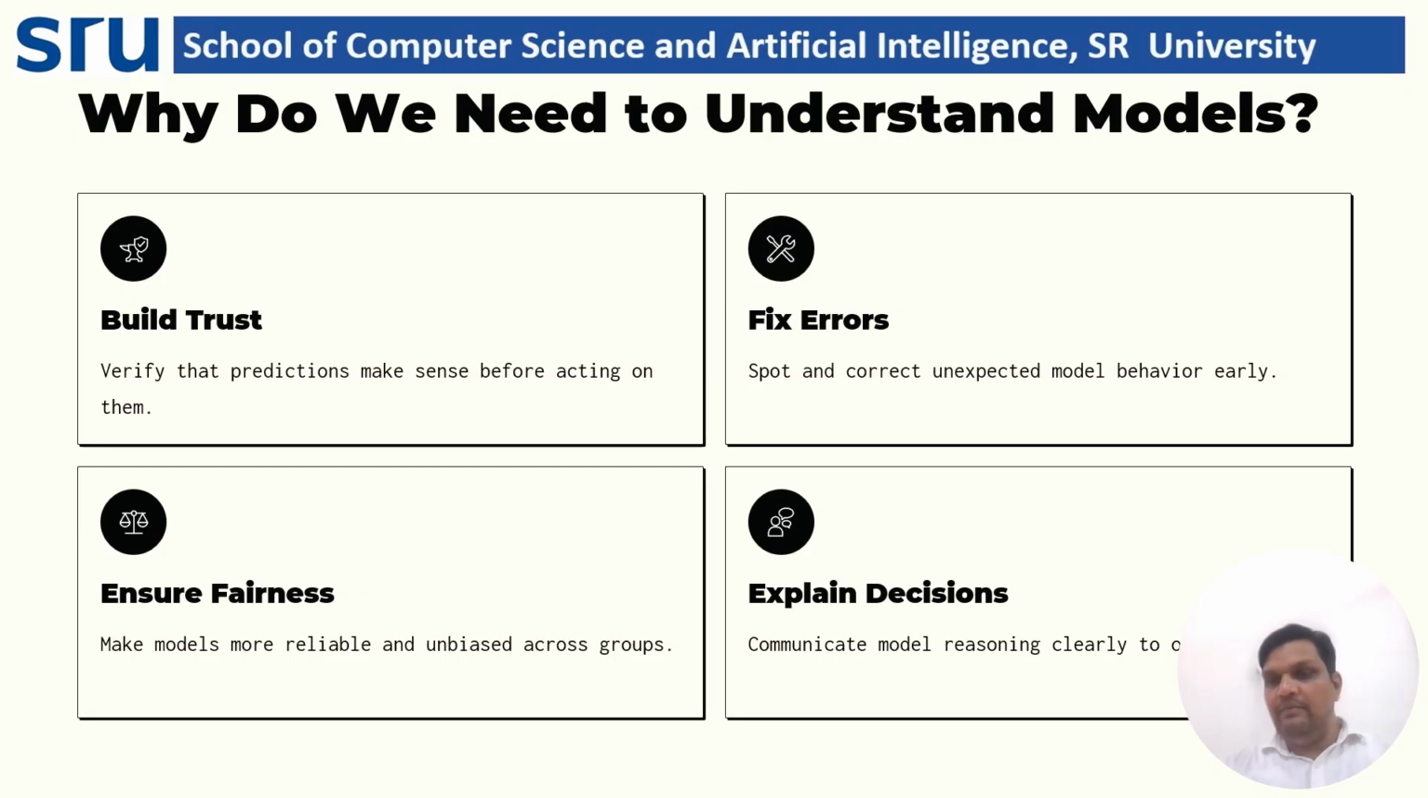In another word, we can say, why does this matter? First, trust. We need to know predictions make sense. Second, debugging. We want to catch errors early. Third, fairness. Are our decisions unbiased? And finally, communication: can results be explained to others?